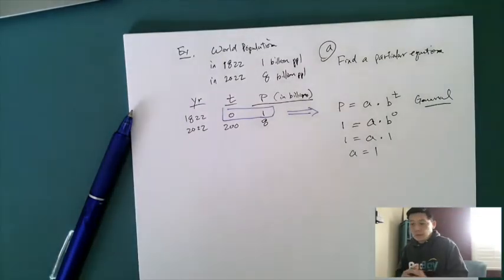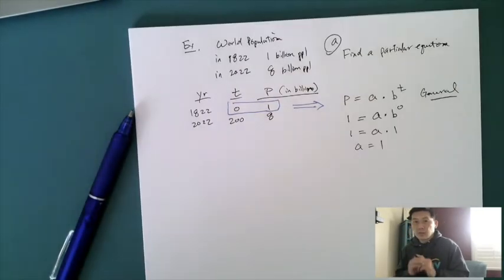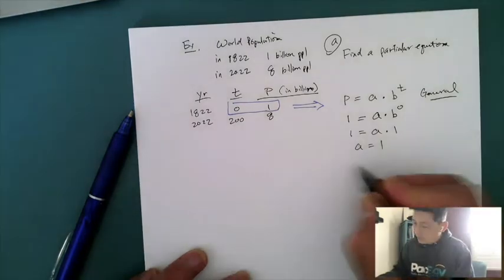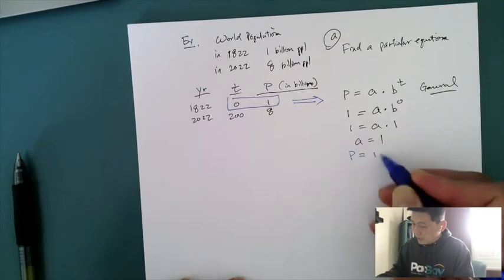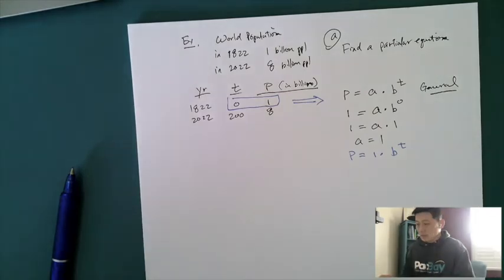Now it makes sense. Remember I say A is always the initial condition. So if our initial condition for this problem takes place in 1822, because we set T equal to 0 in year 1822, then whatever that value is for T equal to 0 is indeed A. Perfect. So we apply this, then our equation turns out to be P is equal to 1 times B to the T. Okay, so we chip away at the problem a little bit at a time. So we got A, now we need to find B.